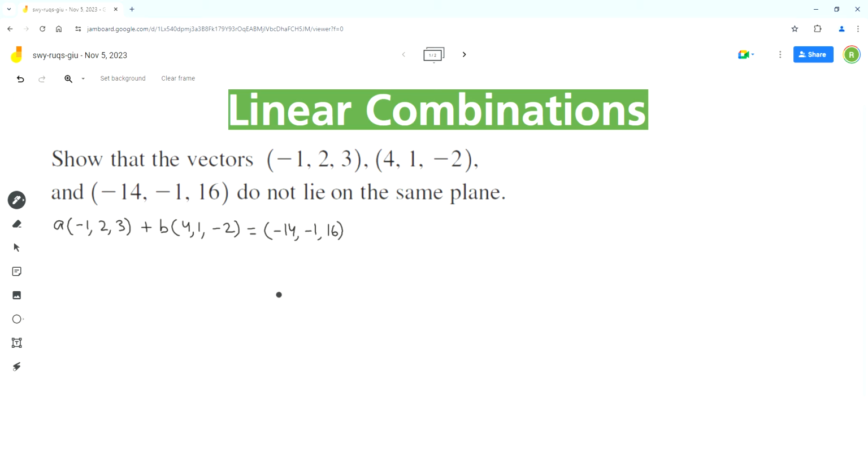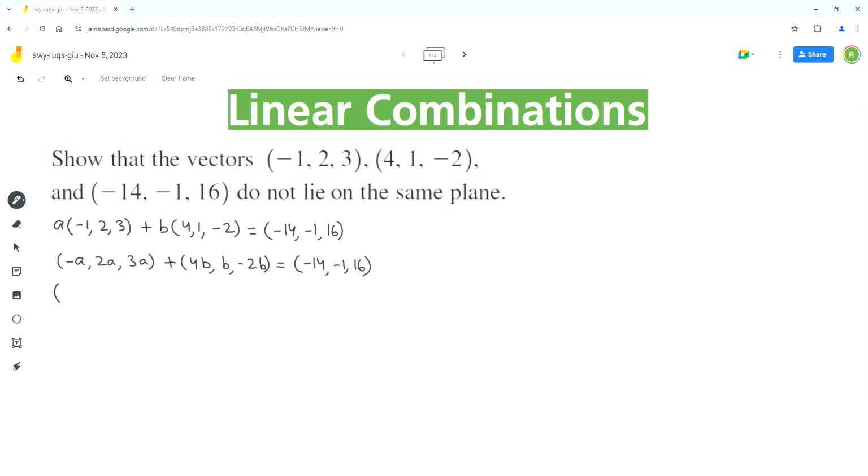So we have to simplify this vector equation. We'll do the scalar multiplication for the first two vectors on the left side. So we'll multiply the first vector by a, and we'll multiply the second vector by b. Now we can add the vectors on the left side. So we'll add their x, y, and z components.